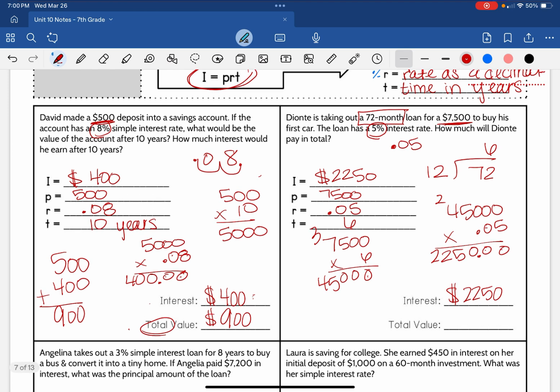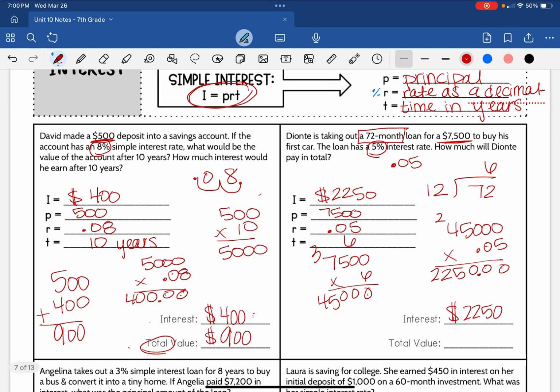So we're going to do just like we did over here on the first one and go back to my 7,500. And I'm going to add 22.50 to that. And I will get $9,750.